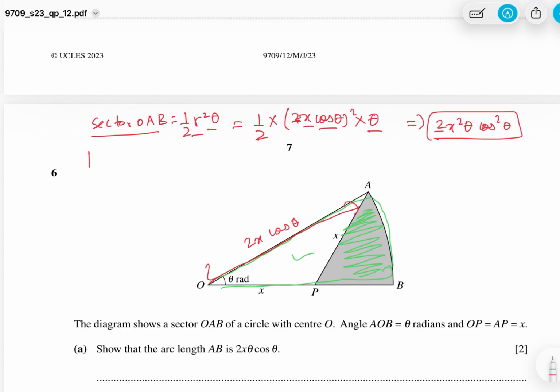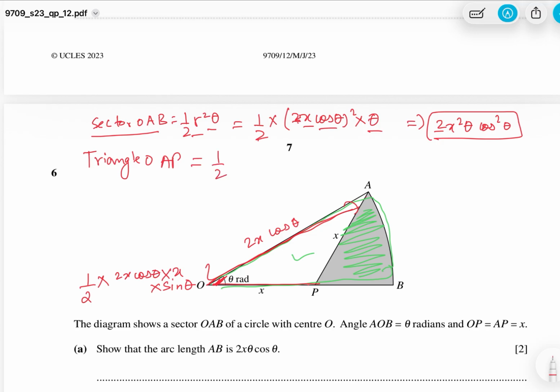Now, for triangle OAP, let's see. You have to subtract triangle OAP from the sector. Now listen, how can I find the area of this one? It is really simple. I can use this theta. What is the formula for calculating the area? Half times this length, 2x cos theta, times this length, that is x, times sine theta. Yes or no? Tell me that.